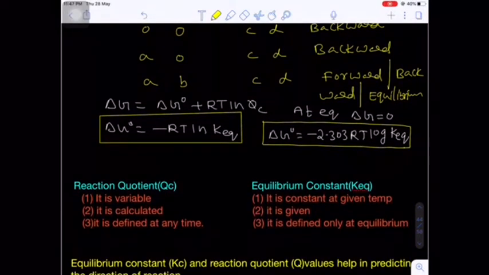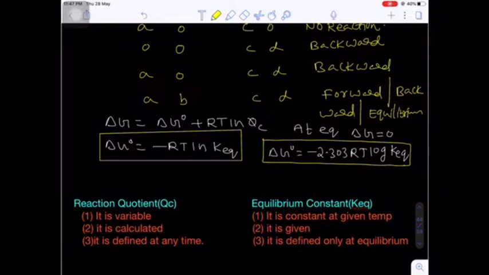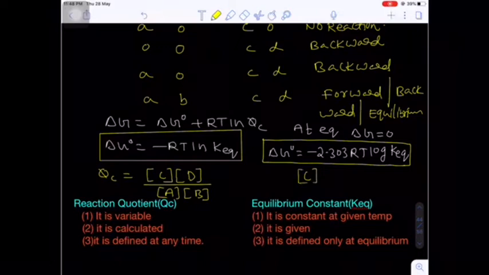Okay, now here, for any reaction, just like the equilibrium constant, I am writing the reaction quotient QC is equal to concentration of the products divided by concentration of the reactants. The same expression we can apply at the equilibrium condition also: concentration of products upon concentration of reactants.